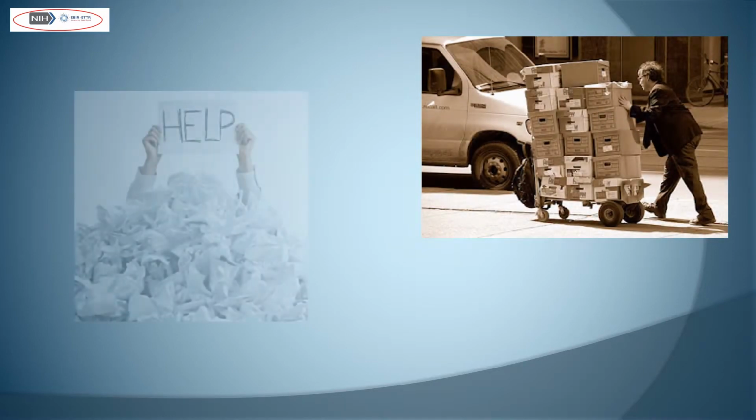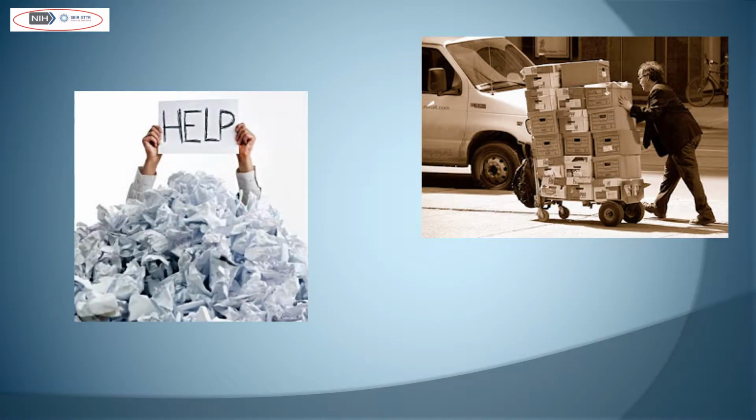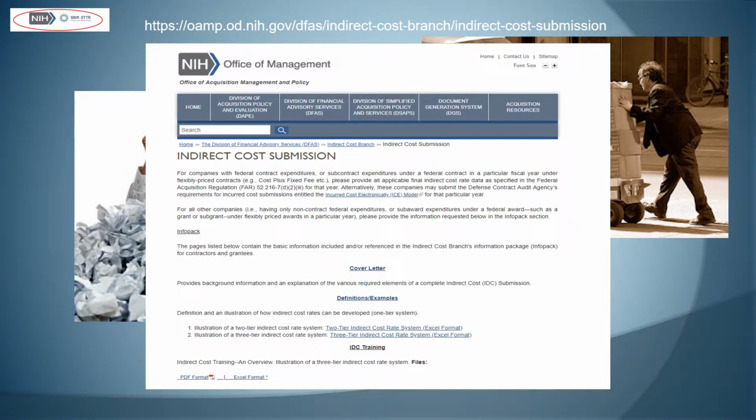Now we're ready to put all the information required by the indirect cost branch into a tidy packet and send it off to be examined by the analyst. Unfortunately, this must still be done on paper and mailed to them. Your proposal will then be assigned to an analyst who will contact you as soon as they are ready to negotiate. To begin, we need to return to the DFAS Indirect Cost Branch website.